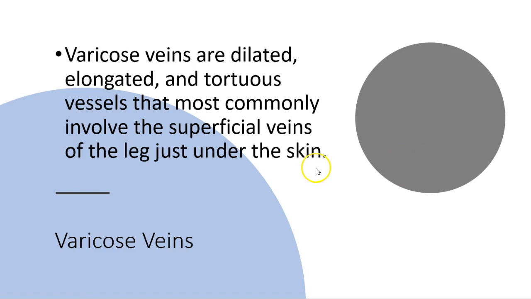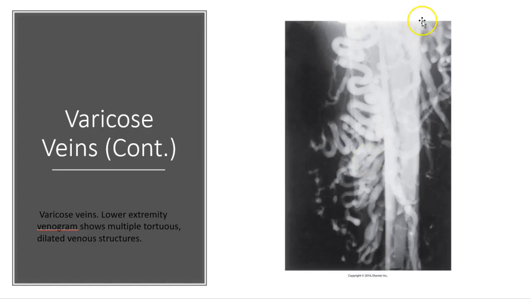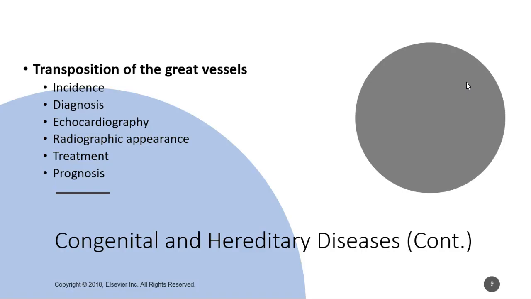All right. Varicose veins are dilated, elongated, tortuous vessels that most commonly involve the superficial veins of the legs just under the skin. And you can see here, we've got lots of them here, and even more here. Look at all those. They'll go in and remove these because it can be painful, and patients can have swelling of the legs because of this. Very painful.